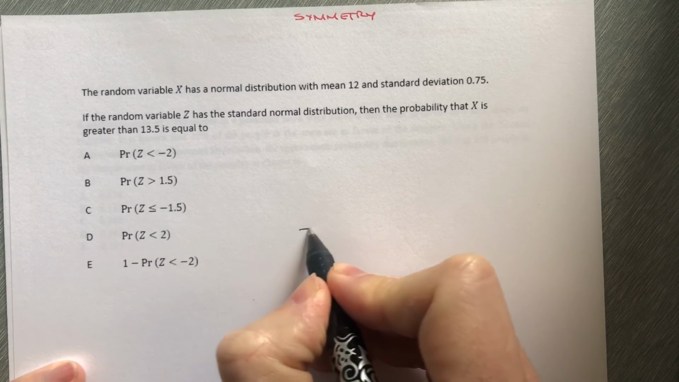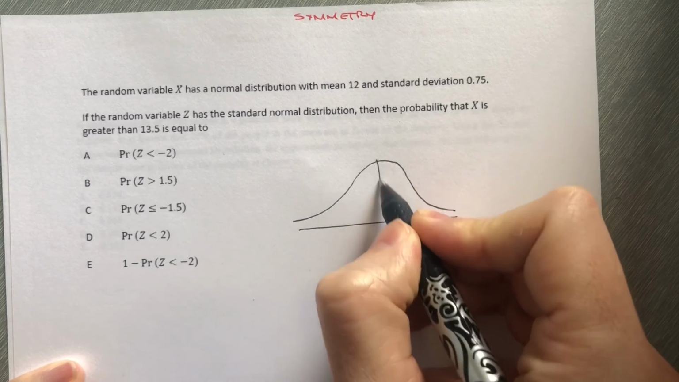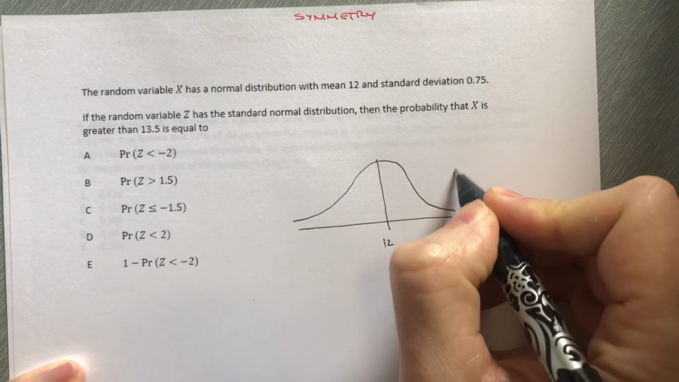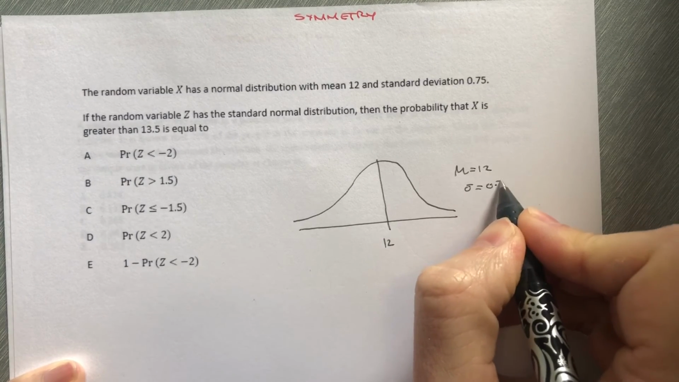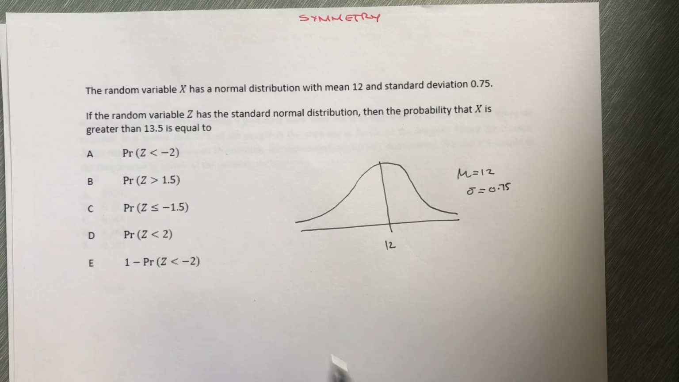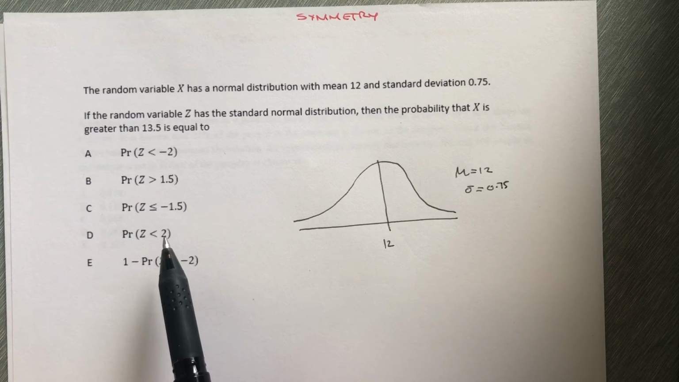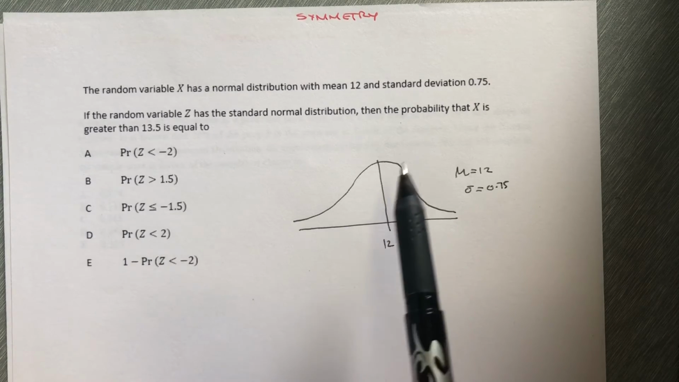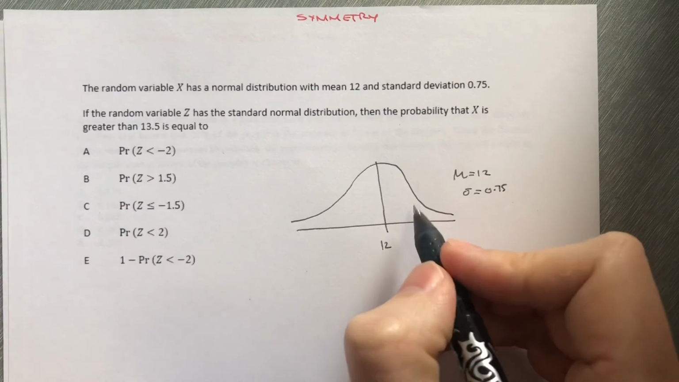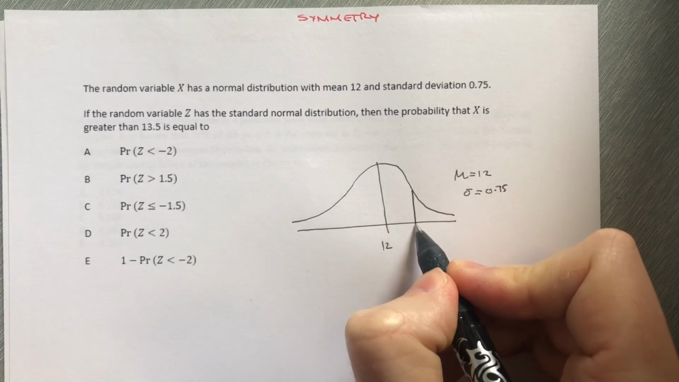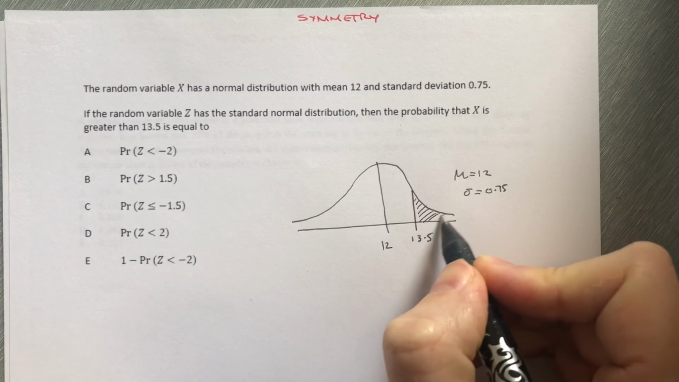So let's show our distribution. Mean is 12. And our standard deviation is 0.75. Okay, now again, all these answers are in terms of z, so we're going to have to compare it to the standard normal. Alright, it wants the probability that x is greater than 13.5. 13.5 must be somewhere up here, we can guess. This is the probability that we're after.